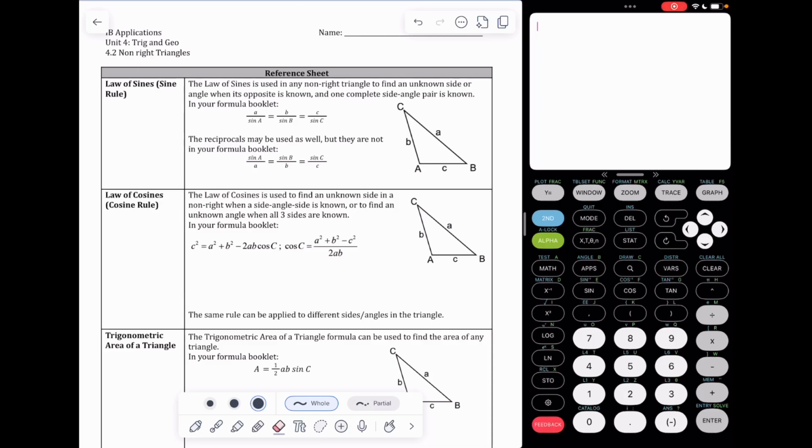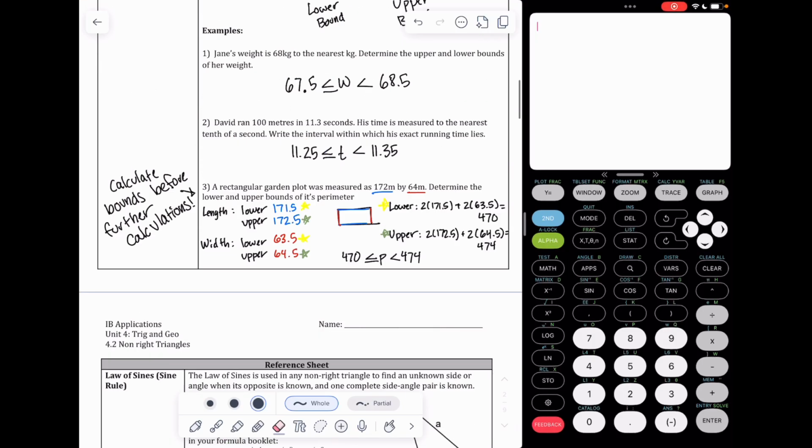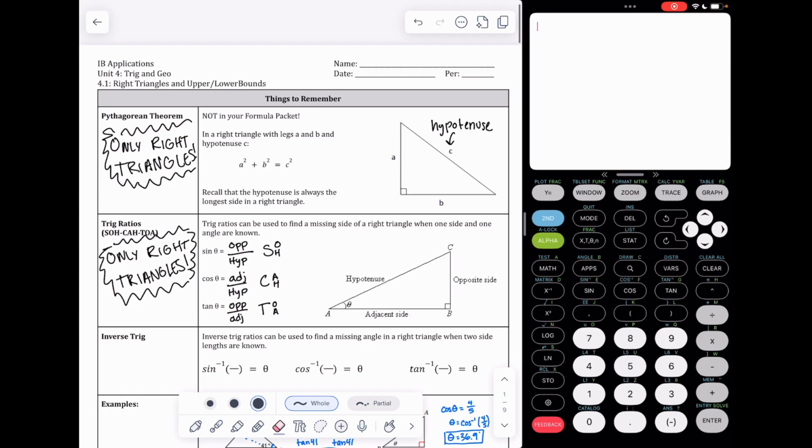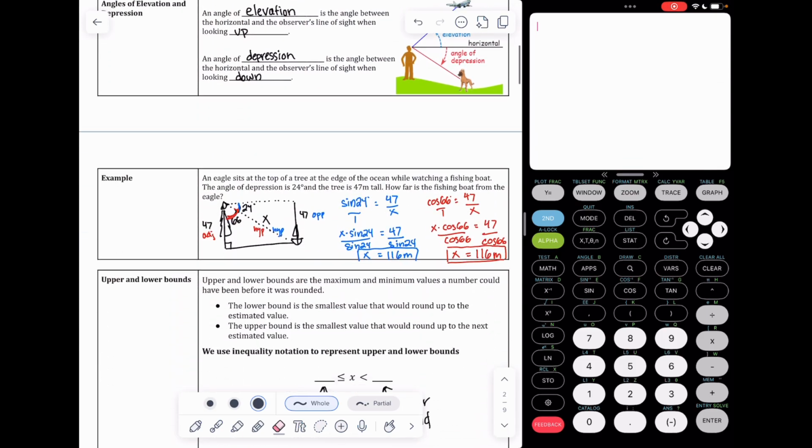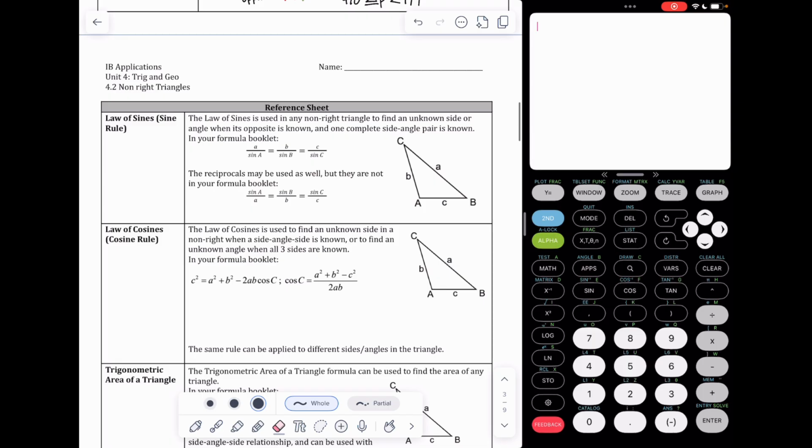Okay, so last class we learned all about how we can find missing sides and angles of right triangles. We're going to learn something similar today, but we're going to learn rules that we can use for non-right triangles, since SOHCAHTOA, Pythagorean theorem, all of that stuff only works for right triangles. So we need some other tools for non-right triangles.